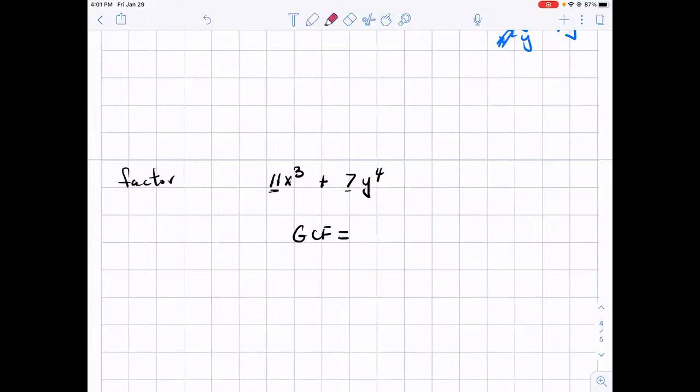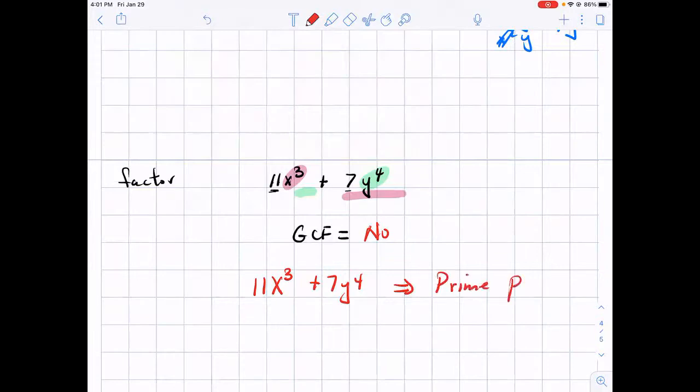Now let's look at the letters. There's an x cubed here, but there's no x cubed in the second term. So x is not a GCF. And then if we look at the letters again, there's a y to the fourth here, but there's no y to the fourth on this side. So in this case, there is no GCF. So this polynomial, 11x cubed plus 7y to the fourth, is what we call a prime polynomial.